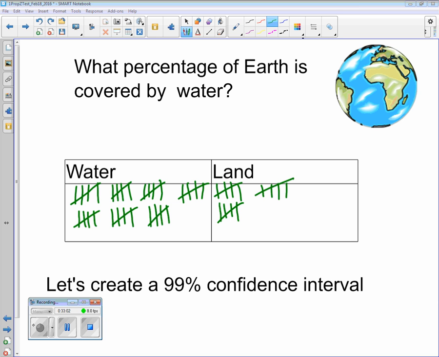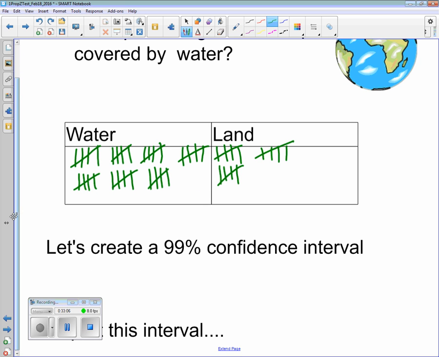Okay? So here's the real-life data that we collected. What I'd like to do is to create a 99% confidence interval based on our data. So tell me what we need to find. N. P hat. What is P hat? What's N? How many times did I throw the ball? 50. I think 10, 20, 30, 40, 50 I did. So N is 50.